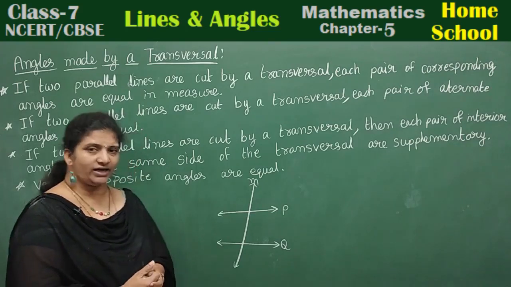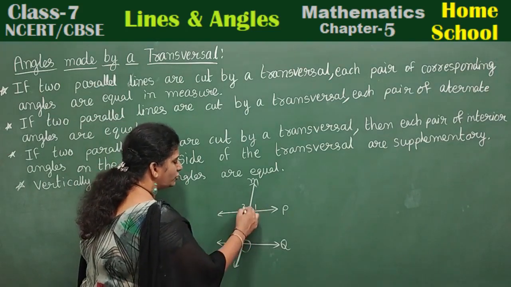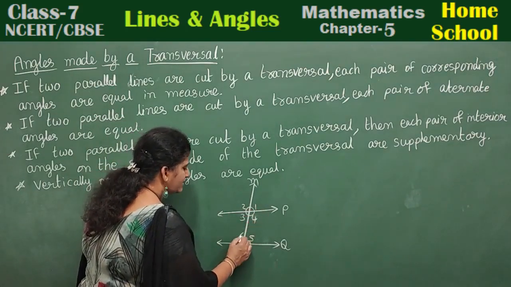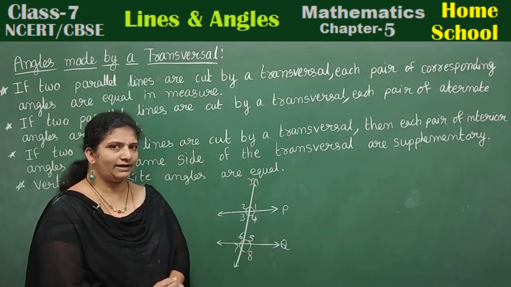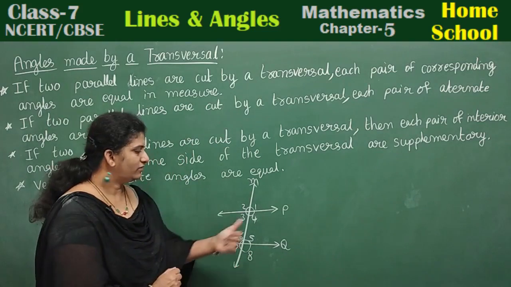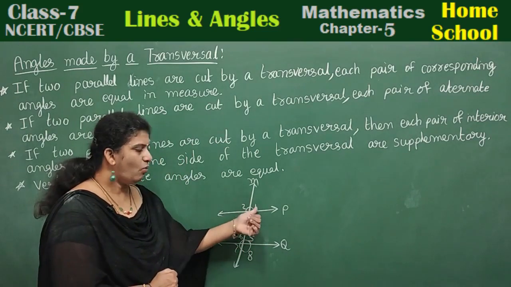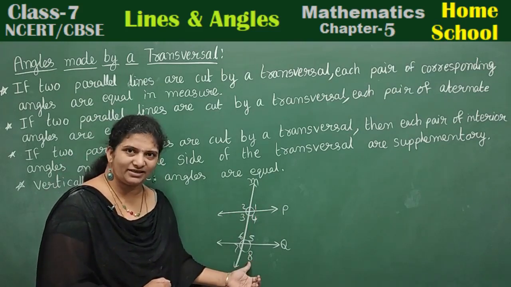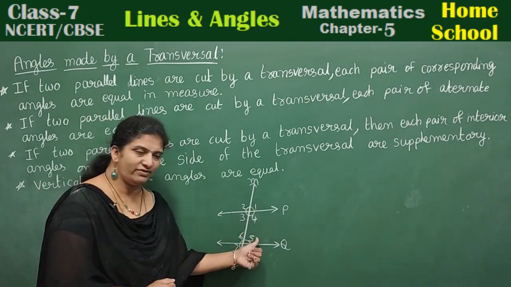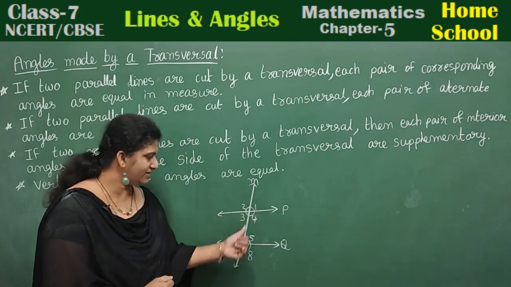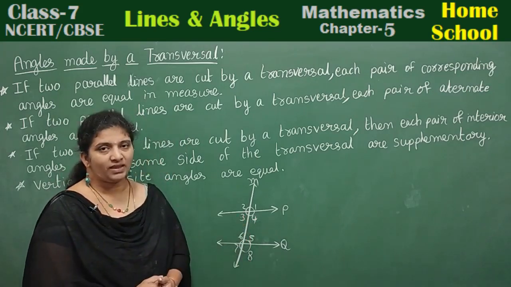But now let us try to identify everything. Let me mark the 8 angles here: 1, 2, 3, 4, 5, 6, 7, 8. Now, let's start identifying all the angles. Interior angles: 3, 4, 5, 6. Exterior angles: 1, 2, 7, 8. Yes? And then corresponding angles: angle 1, angle 5; angle 2, angle 6; angle 4, angle 8; angle 3, angle 7.